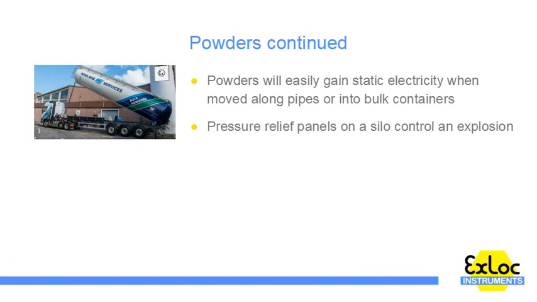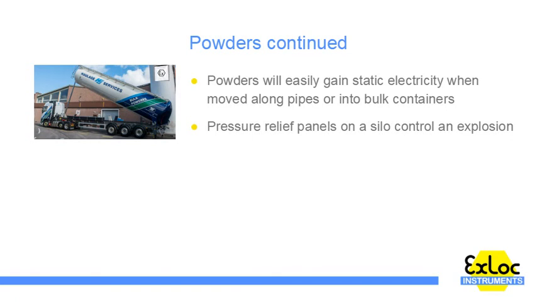Many powders will easily gain static electricity when they are being moved along pipes or flow into bulk containers. Unlike with liquids, anti-static additives are generally not available for use with powders, and in some cases it is not possible to prevent charge buildup. In applications such as transferring grain or flour into a large storage silo, it is common to accept that an ignition caused by electrostatic discharge can occasionally occur, and pressure relief panels are fitted to the silo so that as an explosion propagates, the panels are blown open and the pressure relieved without causing uncontrolled damage to the silo.